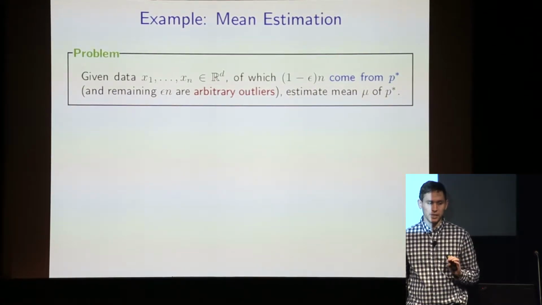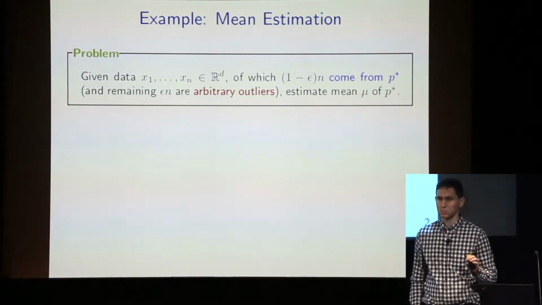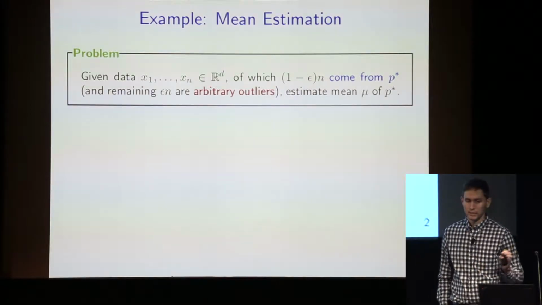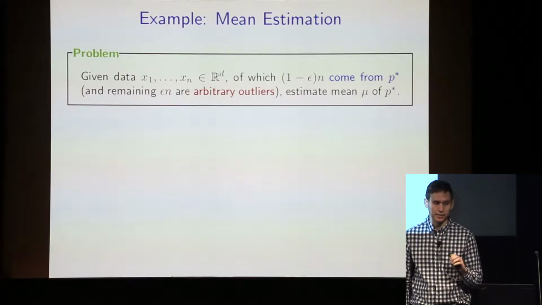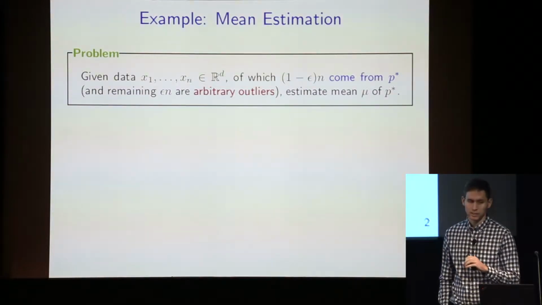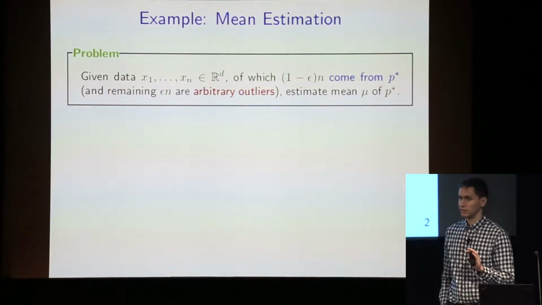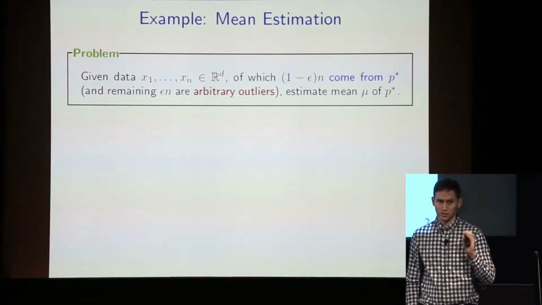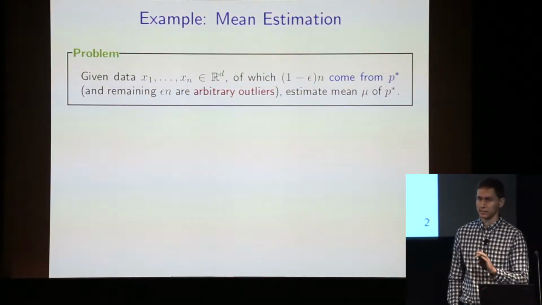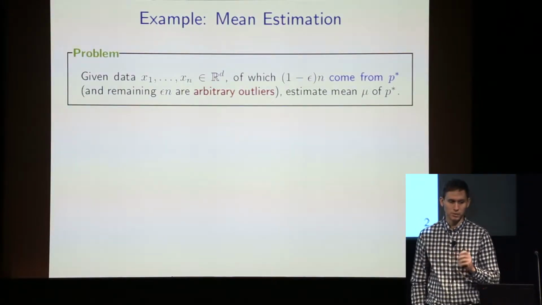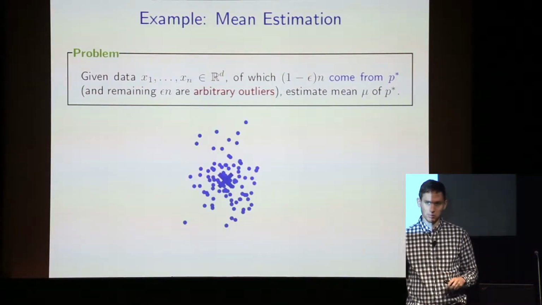Here we're given a data set of n points that are vectors in d-dimensional space. Most of them, a 1 minus epsilon fraction, come from some distribution p star that we care about. But the remaining ones can be outliers, and we're going to make no assumptions about these outliers. You could imagine that they're chosen by an adversary who has knowledge of our algorithm and is trying to make us do poorly. And our goal is to estimate the mean of the true distribution.